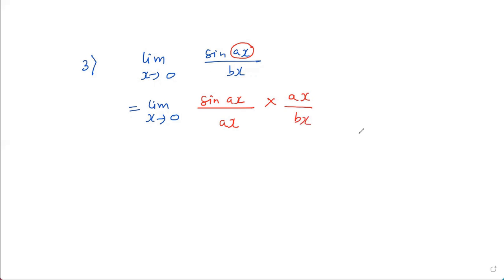But still, it is not in that form. So we have to assume ax as some variable. So let us consider that as, say, y. And if limit x tends to 0, so you can see here, if I substitute x as 0, then y will be also 0, right? Now we'll change the limit.